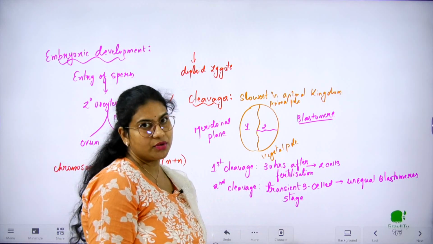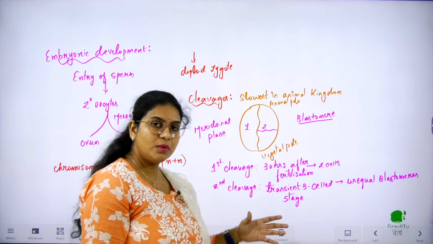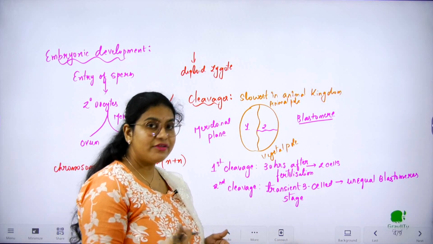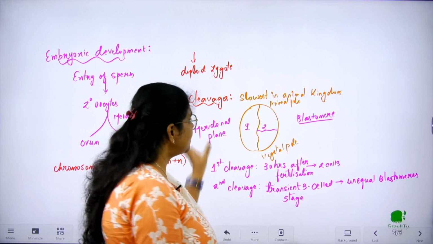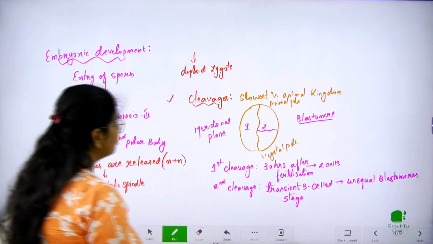Then it becomes faster. The first and second cleavages are really slow. After that, they become very fast. Okay. This is the first thing. Please copy it.